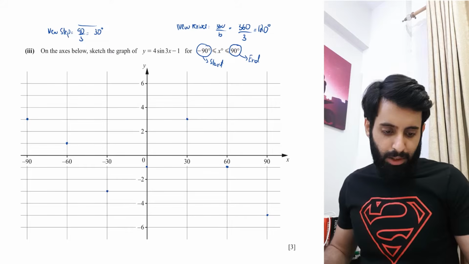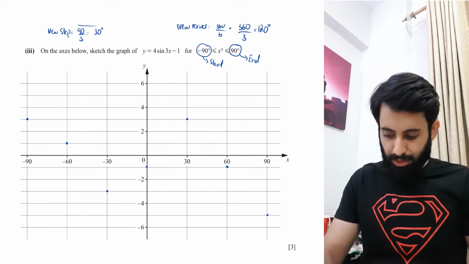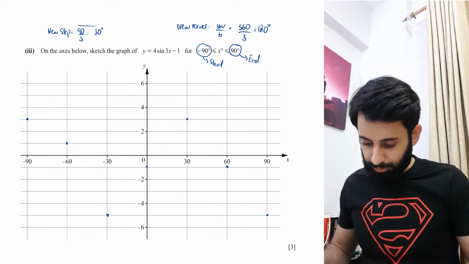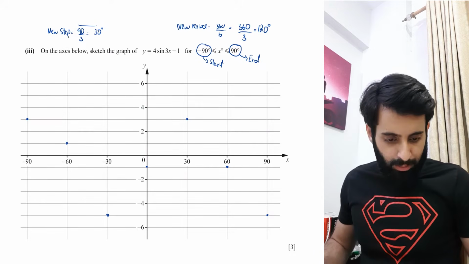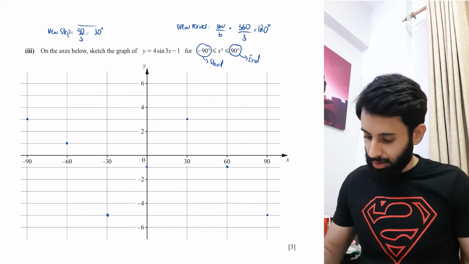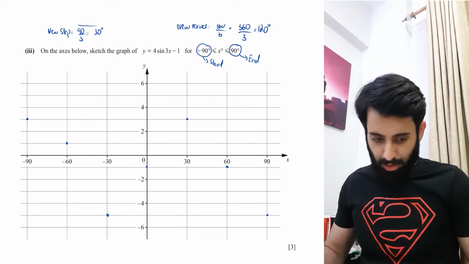All right, let me just double check before I plug in. At minus 30, it was minus 5. Yeah, so I just realized I made an error there. At minus 30, it's minus 5. There you go. Okay. Let me just double check. Minus 30, starting from minus 90. Minus 90 is 3. So far, so good.